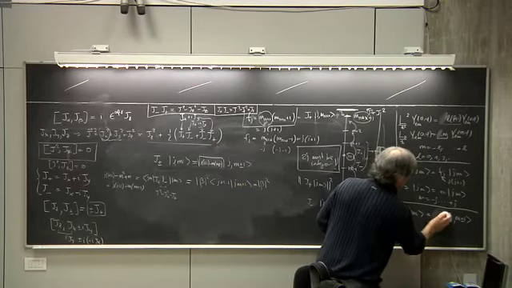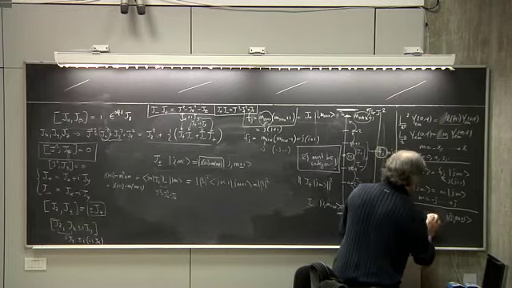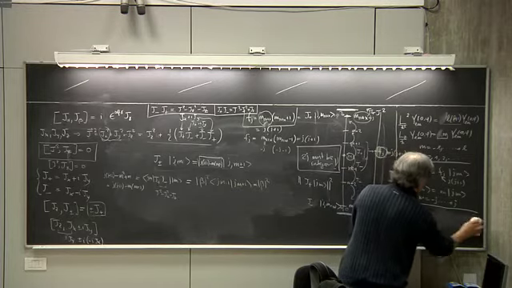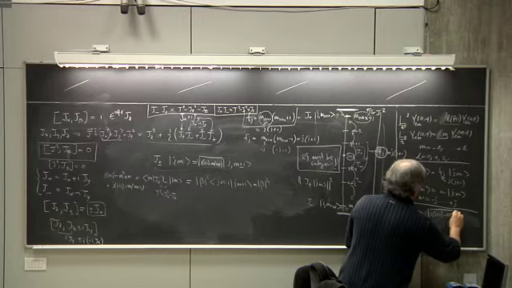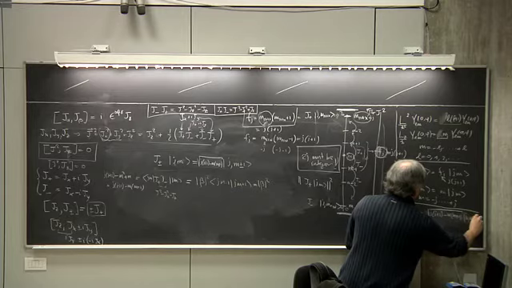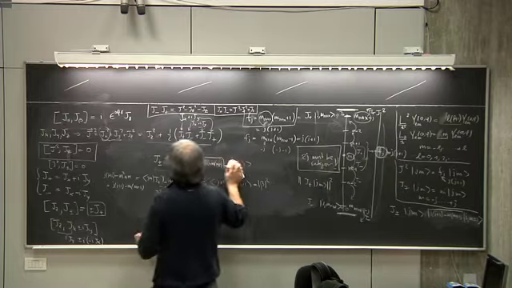Here there is a square root, okay? Let's write it better. There is a square root of j plus 1 minus m plus or minus 1, j m plus or minus 1. Okay? Good.